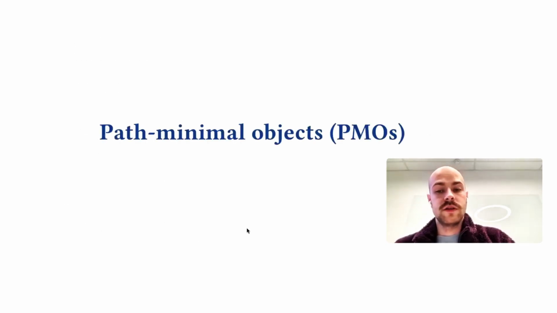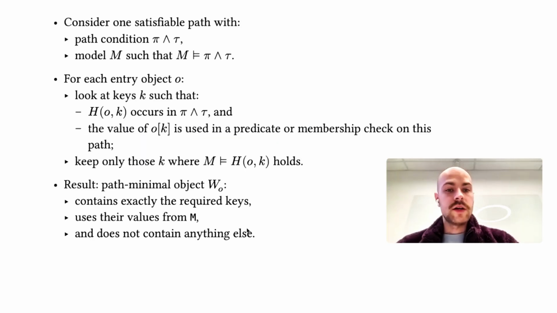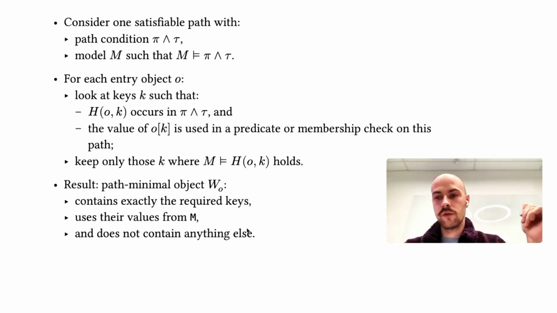And about these path minimal objects, consider that we have one satisfiable path. So the path we can go through the beginning of the program or the beginning of the function we started to analyze to the end of this function. We have some path conditions, p and tau, and the model that satisfies them.